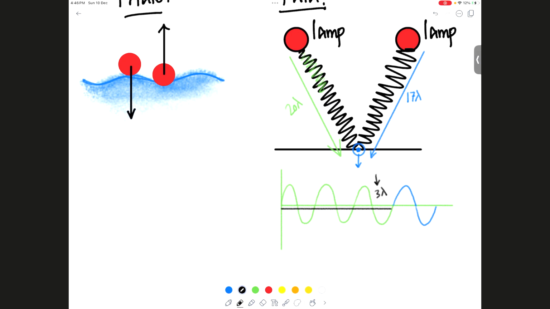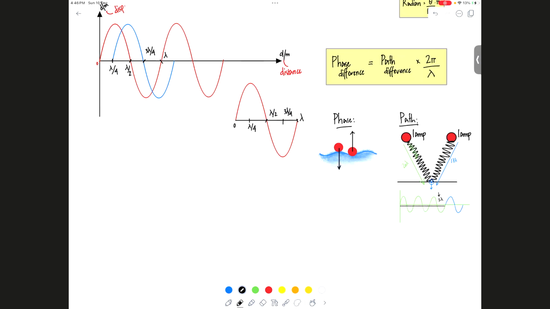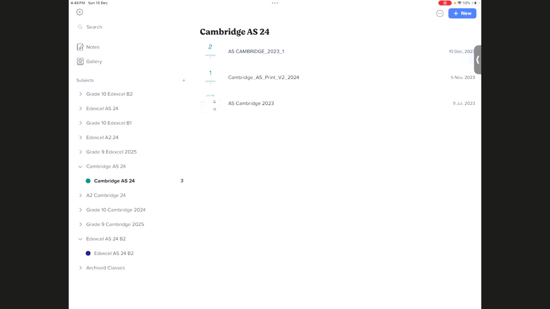Phase differences are used in certain places. Path differences are used in certain places as well. Can you interchange them? Yes, but you don't really get a benefit out of them. It's best to use path where path fits and phase where phase fits. We'll see when that is. Right, so you have these waves here. Now we will move on to a new thing.